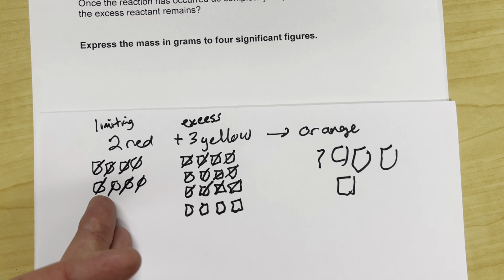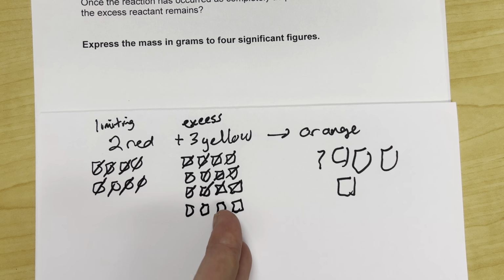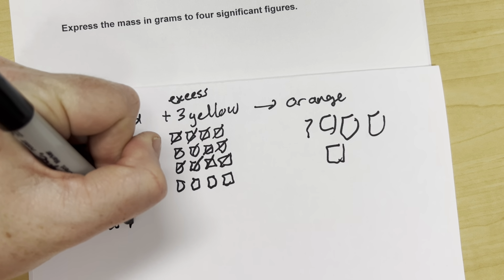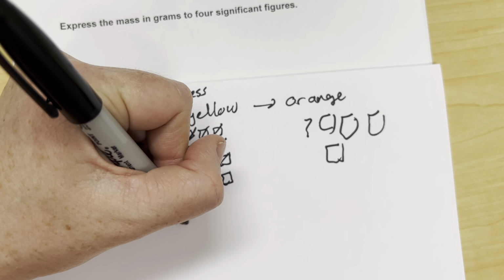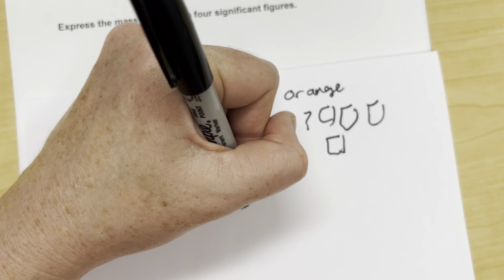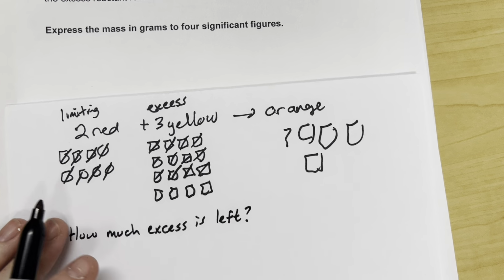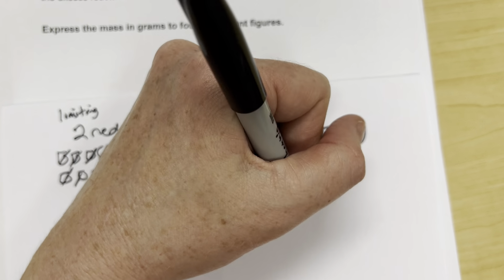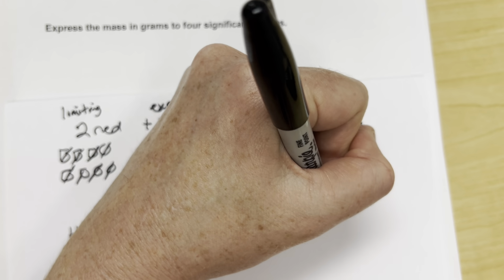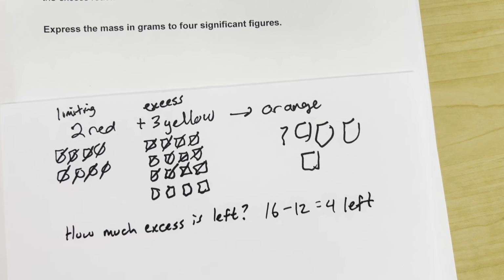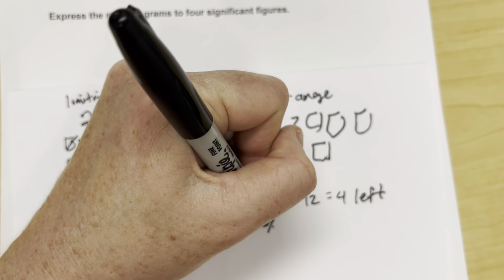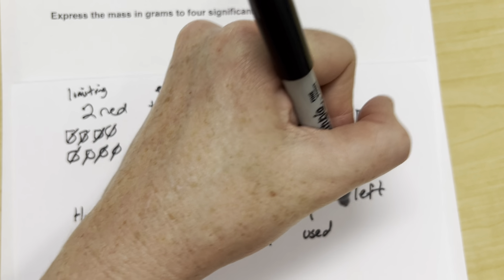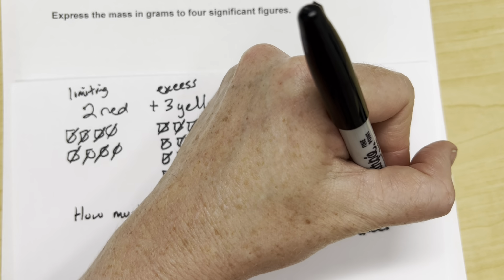Now, just to kind of remind you what these definitions mean. This is the limiting, and this one is the excess. We got 4 oranges, that's great. But if I asked you how much excess is left, you would essentially say, well, I know that we started with 16, right? And you had to use 12, so you have 4 left. Okay, so essentially you took what we start with minus what you used, gives you what we call the excess.